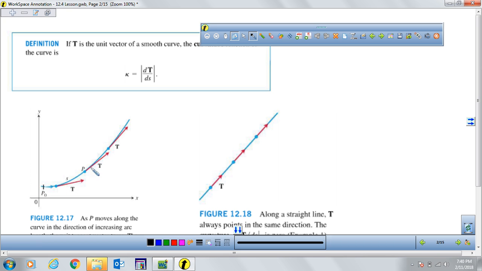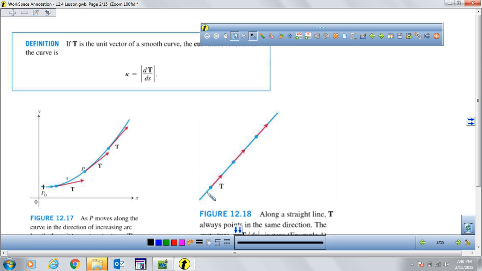is represented by this T that you see right here, then the derivative of the tangent at any given point, the magnitude or length of the derivative of the tangent, is going to give us basically how much the function is curving at any given point along the curve.